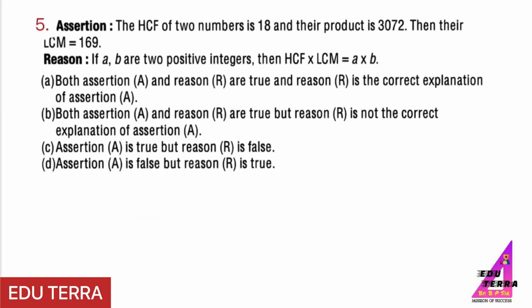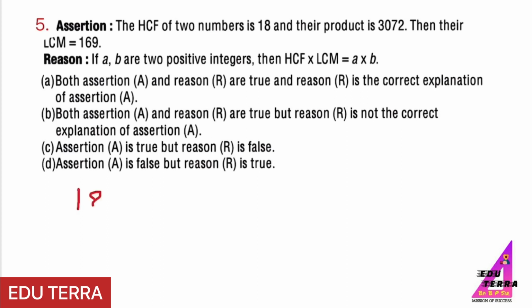Now fifth assertion: the HCF of two numbers is 18 and their product is 3072. Then their LCM equals to 169. Reason: if a, b are two positive integers, then HCF into LCM equals to a into b. So we know that here reason is true because we have a formula HCF into LCM equals to a cross b. It means we should multiply 18 into 169. If it is coming 3072, then assertion is also true.